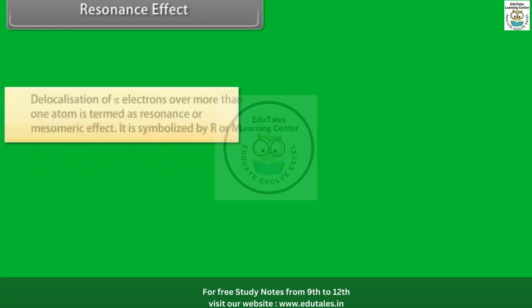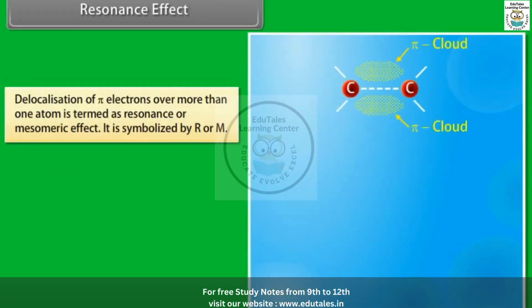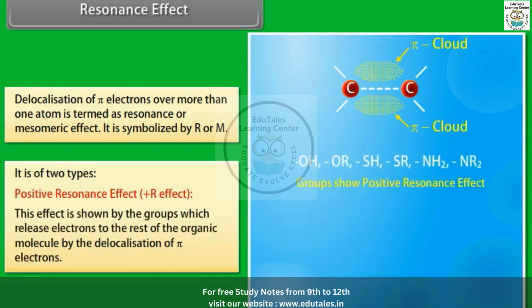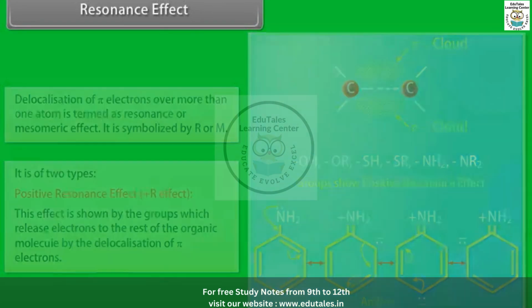Resonance effect. Delocalization of pi electrons over more than one atom is termed as the resonance or mesomeric effect. It is symbolized by capital R or capital M. It is of two types. Positive resonance effect, positive R effect: this effect is shown by the groups which release electrons to the rest of the organic molecule by delocalization of pi electrons. For example, aniline.